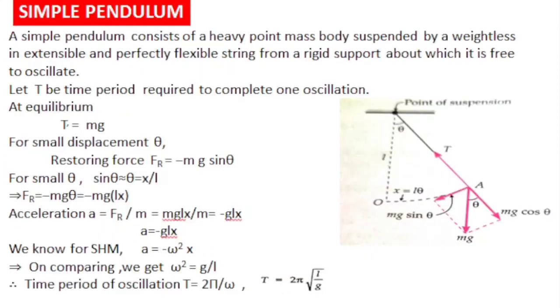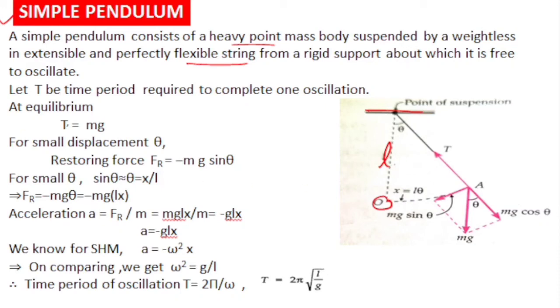After this, one last body which executes simple harmonic motion is the simple pendulum. You know what we mean by a simple pendulum? A simple pendulum consists of a heavy point mass body suspended by a weightless, inextensible and perfectly flexible string from a rigid support. This one, a heavy point mass suspended by this weightless and flexible string having length L from this rigid support. This is the point of suspension.